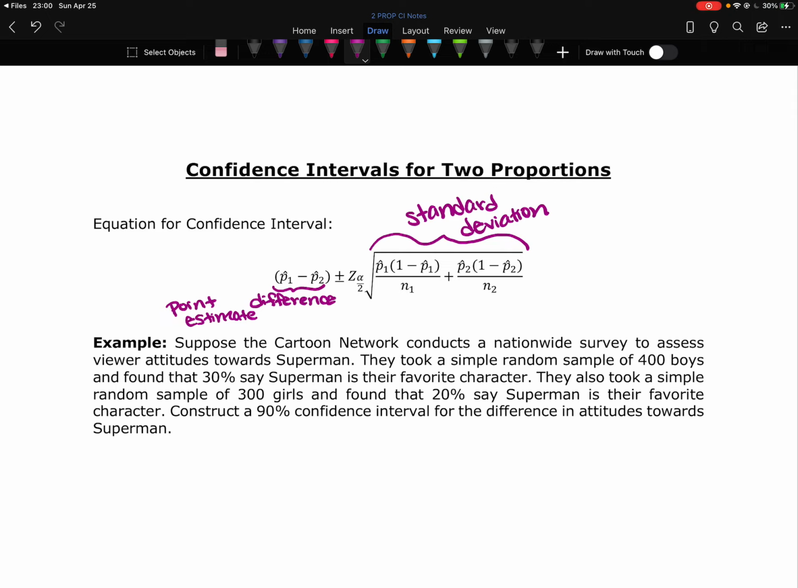So suppose the Cartoon Network conducts a nationwide survey to assess viewer attitudes towards Superman. They conduct a simple random sample of 400 boys and found that 30% of them said Superman is their favorite character. They also took a simple random sample of 300 girls and found that 20% of them say Superman is their favorite character. Construct a 90% confidence interval for the difference in attitudes towards Superman. So we want to look at the difference in the proportions of boys to girls that chose Superman as their favorite character.